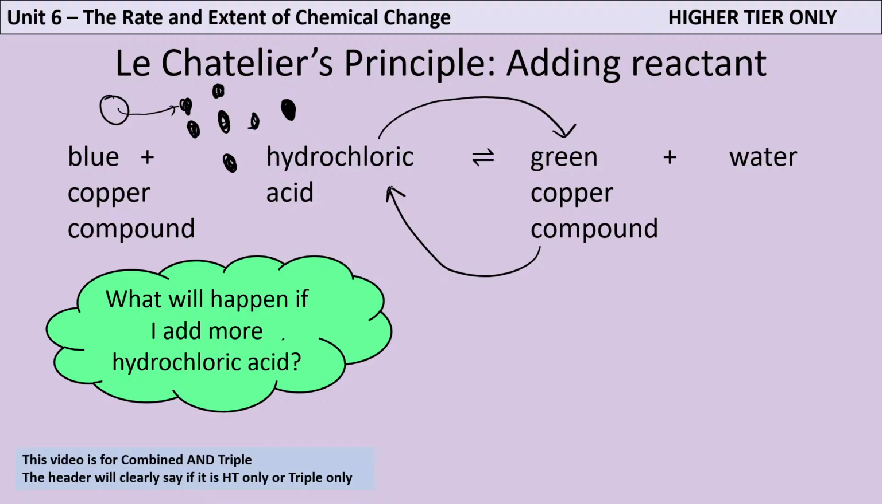You've basically got two reactions in a reversible reaction. So here we've got the blue copper compound and hydrochloric acid reacting to make green copper compound and water, and we've got the green copper compound and water reacting to make the blue copper compound and hydrochloric acid. So if we're trying to get rid of hydrochloric acid, it's got to be the reaction that takes hydrochloric acid and turns it into something else. Hopefully that makes a bit more sense.